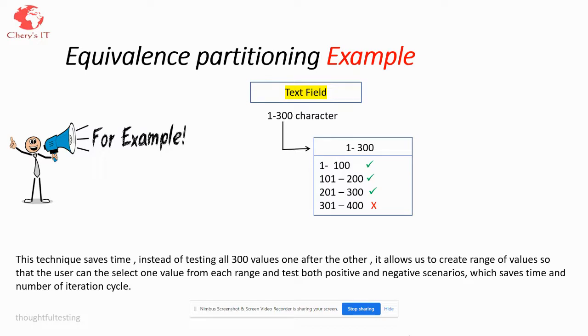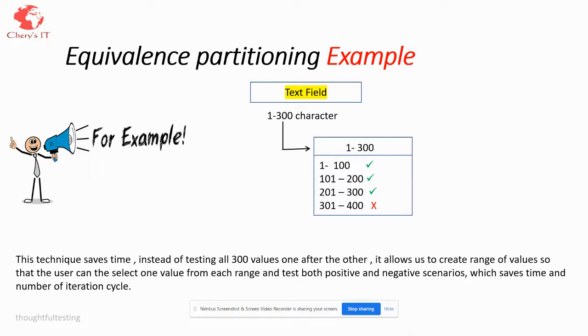We move on to the next scenario, which is 101 to 200. We again pick an intermediate value from 101 to 200. It can be 100, it can be 150, it can be 165, it can be 170, anything up to 200. We enter that value in the text box, and that criteria passes. Now we move on to the third criteria, which is 201 to 300. We pick again any intermediate value, and that will also pass.